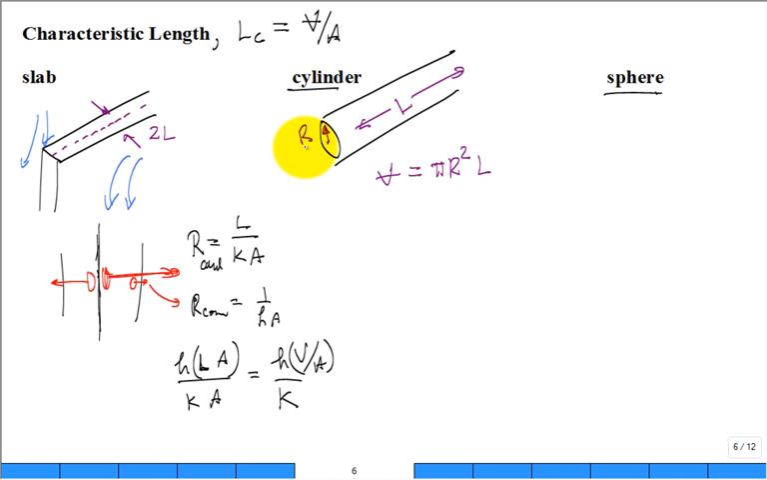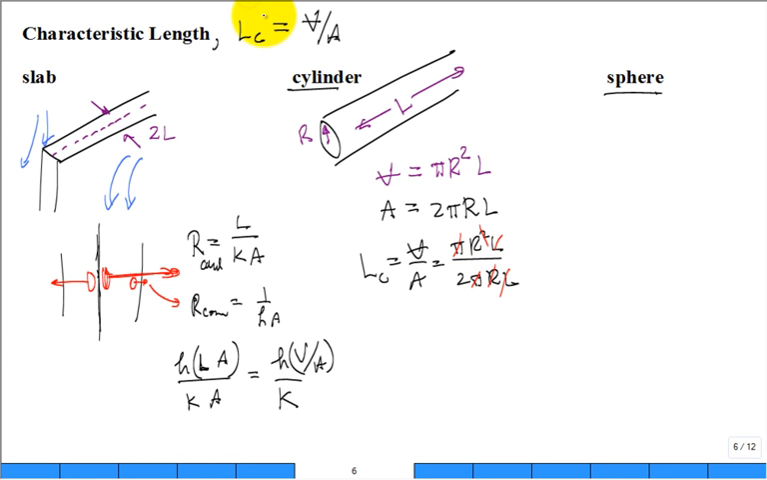Thumbs up if you agree. What's the area for the convection off of the cylinder into the fluid? Is it 2 pi R L? So what is the characteristic length as the volume to area ratio? It's pi r squared L divided by 2 pi R L. Let's cancel the L's, cancel one of the R's, cancel the pi's. And the characteristic length is the radius of the cylinder divided by 2. Half of the radius.